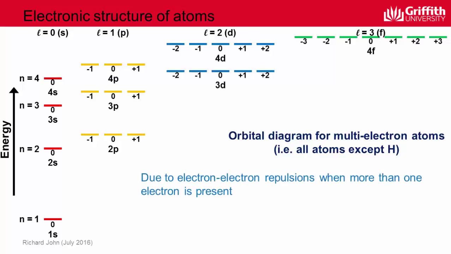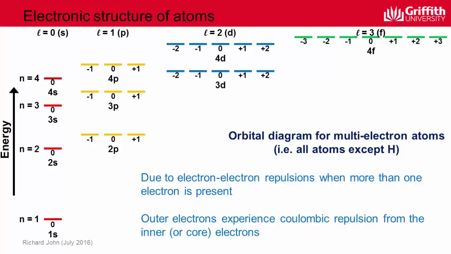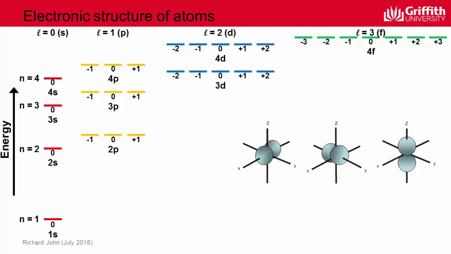Now, this is largely due to electron-electron repulsions when we have more than one electron present in an atom. In multi-electron atoms, the outer electrons experience coulombic repulsion from the inner or core electrons, and this means that the coulombic attraction to the positive nucleus is less than it otherwise would be in the absence of those inner electrons. In other words, they are less restrained by the attraction of the positive nucleus than would be the case in the absence of the inner or core electrons, and the outer electrons are said to be shielded and therefore have a higher energy.